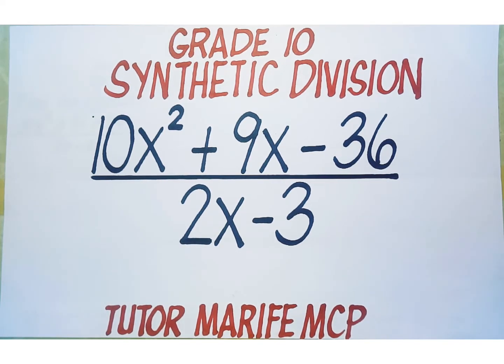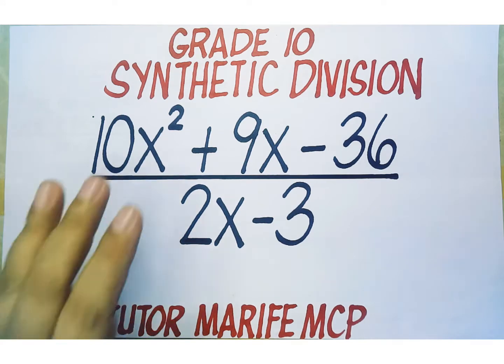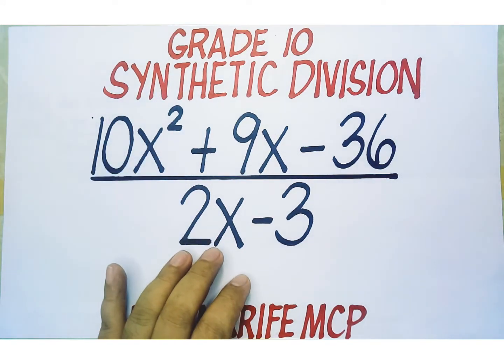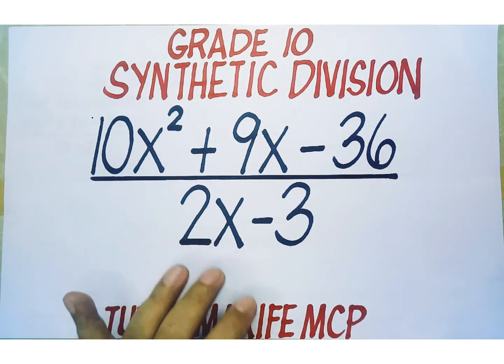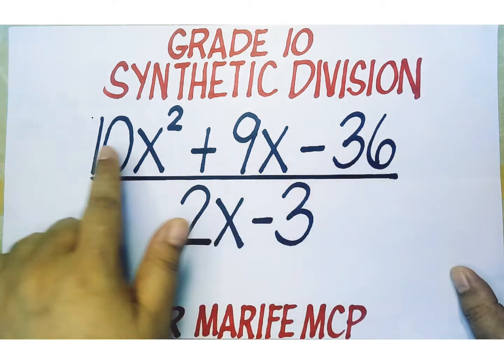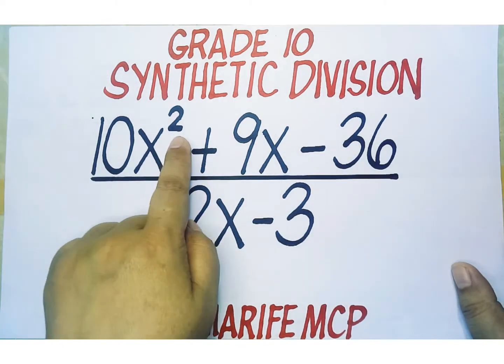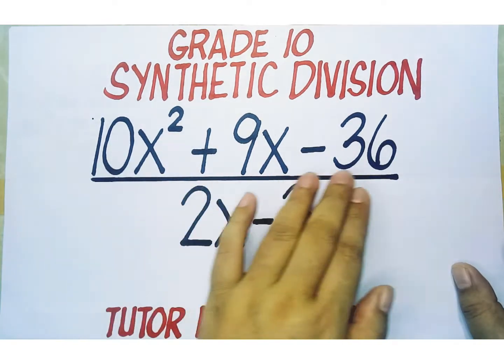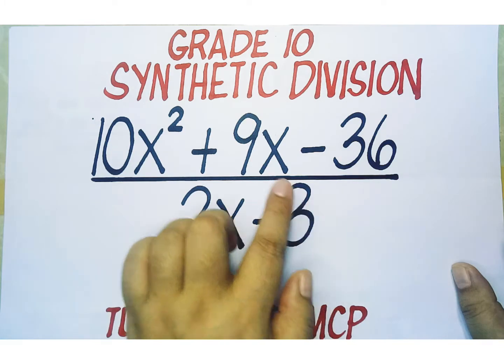In this video, I'm going to tutor you on how to find the quotient when a polynomial is divided by a linear divisor, and we're going to use synthetic division. Okay, so this is the given problem. We have a quadratic polynomial, the degree is 2, divided by a linear divisor.